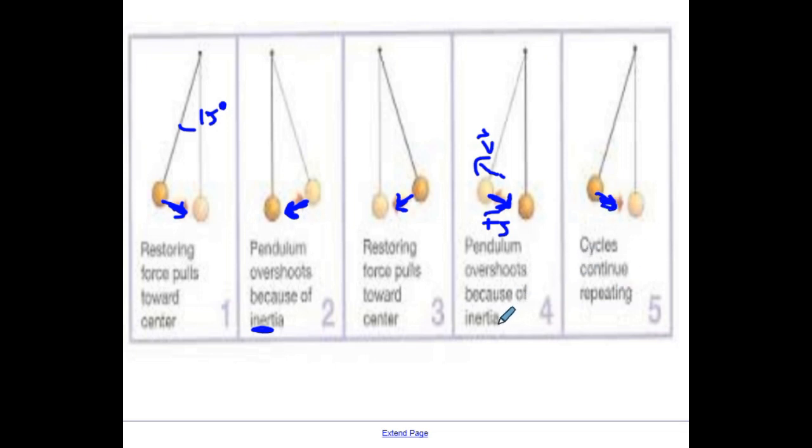And it keeps going back and forth, right? So anyways, let's try an example here. We're going to calculate the restoring force for a 2 kilogram mass attached to the end of a pendulum. And so we're going to do a lab on this. One of these days on my calendar, I should have shown you that we're doing a lab.